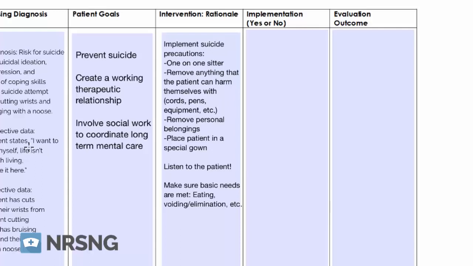And then you place that patient into a special gown so that it looks different than other hospital gowns, in case they have any sort of flight risk or any sort of escape. You want to be able to easily identify that patient. And then another intervention is listening to the patient. That is going to be the best way to create a therapeutic relationship with them, is to listen to them and hear their concerns, address their concerns, validate their concerns. That's probably one of the even bigger ones, is validating.